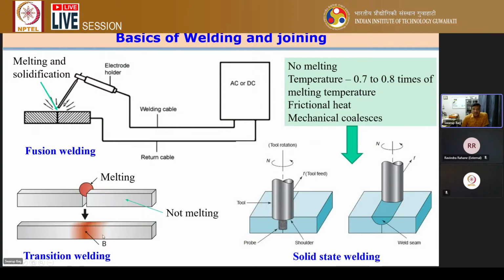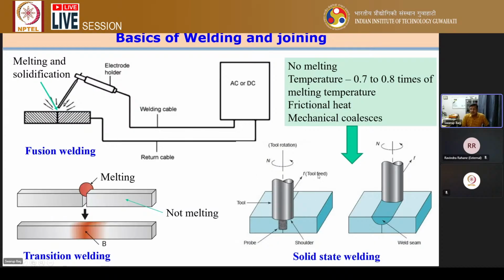Next, transition welding means that a molten material is supplied between the two solid interfaces, and that molten metal bonds the two solid components without melting the solid components. That is known as transition welding. Brazing and soldering are examples of transition welding.